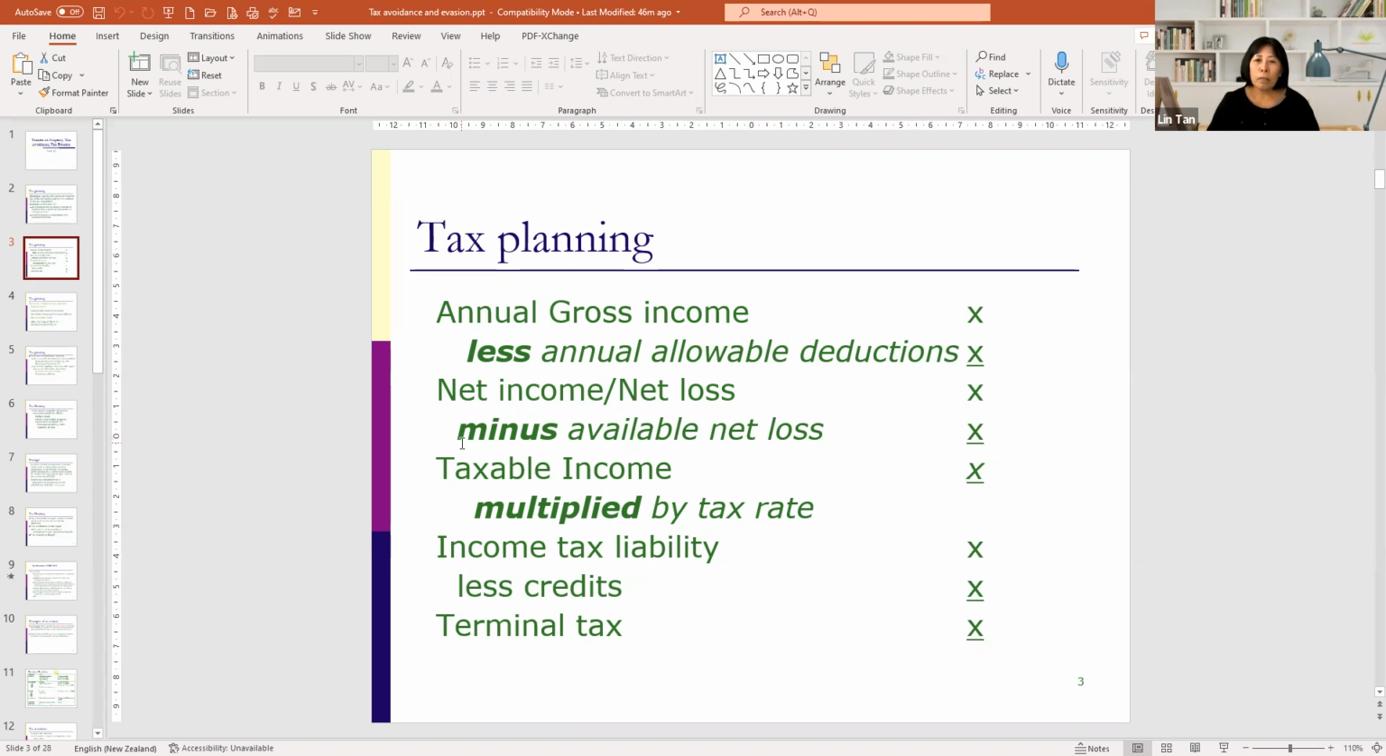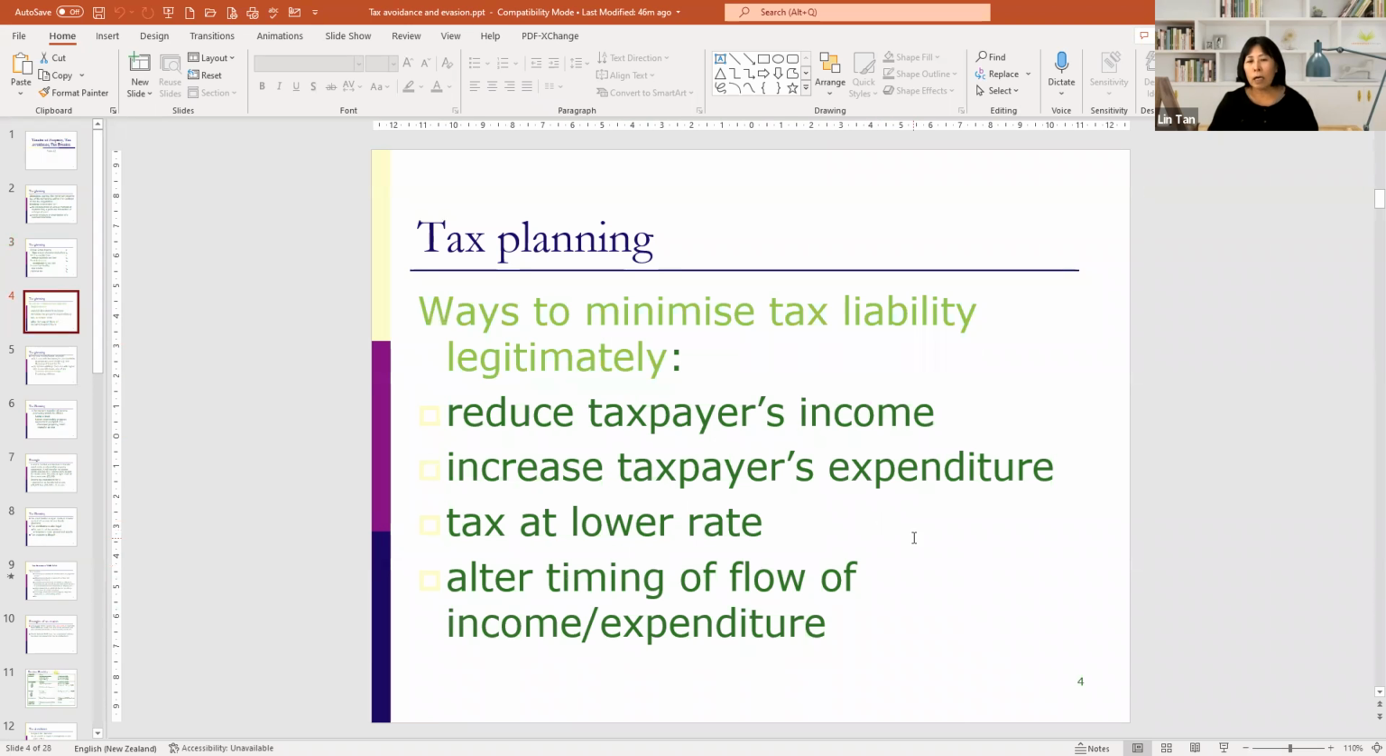But anyway, for tax planning purposes, people will be thinking in terms of, just by looking at how tax liability is being calculated, looking at strategies which can help them to minimize their tax liability. Are there ways in which they can reduce their income? Are there ways in which they can maximize the claim of deductions? Are there ways in which the income can be taxed at a lower tax bracket? And are there ways in which they can alter the timing of the flow of income and expenditure?